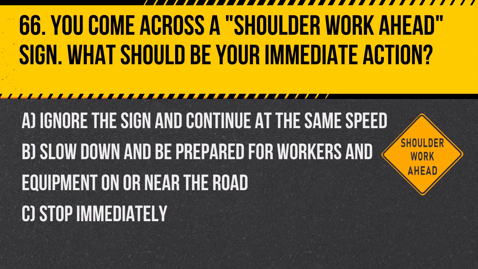Question 66. You come across a shoulder work ahead sign. What should be your immediate action? A. Ignore the sign and continue at the same speed. B. Slow down and be prepared for workers and equipment on or near the road. C. Stop immediately. Answer. B. Slow down and be prepared for workers and equipment on or near the road. This sign warns drivers to be cautious.